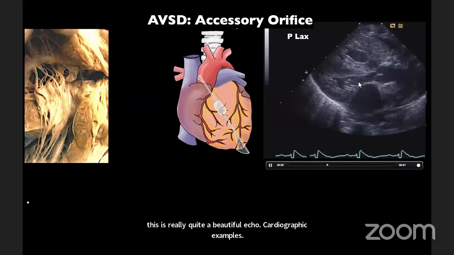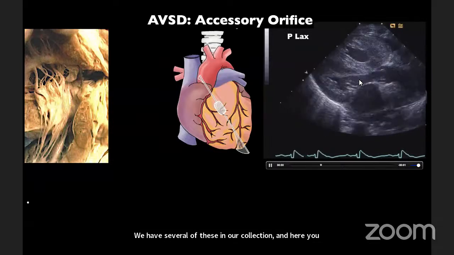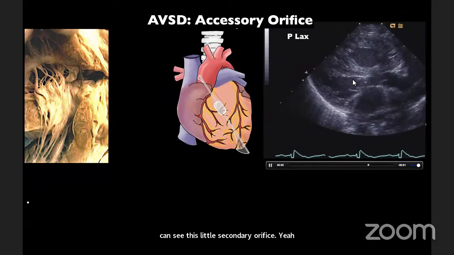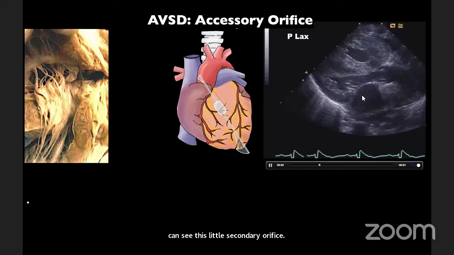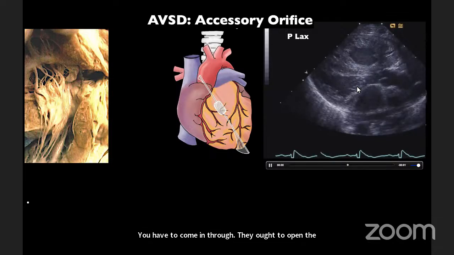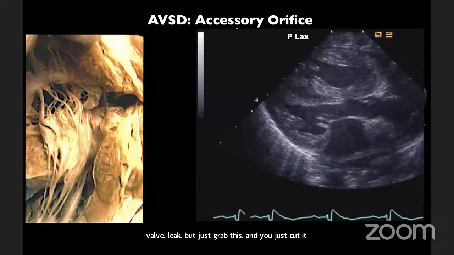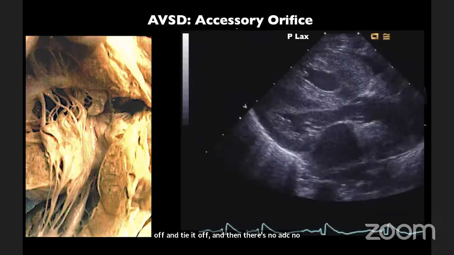And here you can see this little secondary orifice, very beautifully shown here. And this, of course, obstructs the outflow tract. Now, it's a very easy lesion to take care of. You have to come in through the aorta, open the valve leaflet, just grab this, and you just cut it off and tie it off, and then there's no leaf obstruction underneath there.